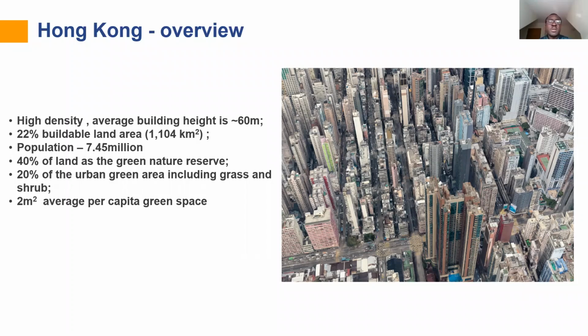Compare that to what you have in Dublin, for example, it's about 45 meters square per capita. In Tokyo, it's about 7 meters square, and in neighboring Singapore, it's about 10 meters square. So this leads us to one point: there is insufficient greenery in Hong Kong.